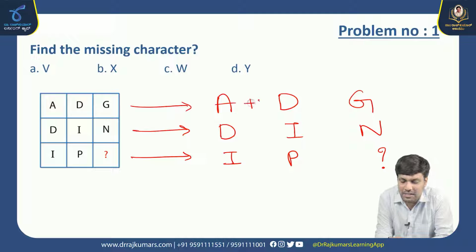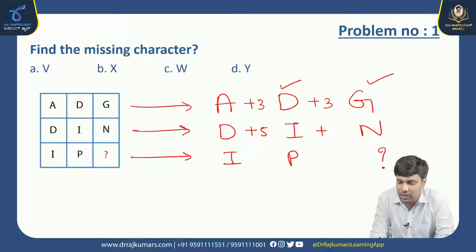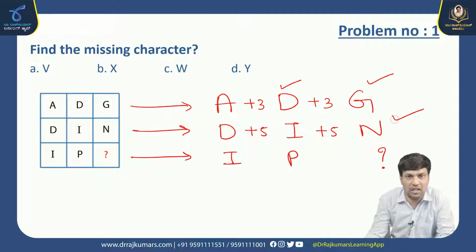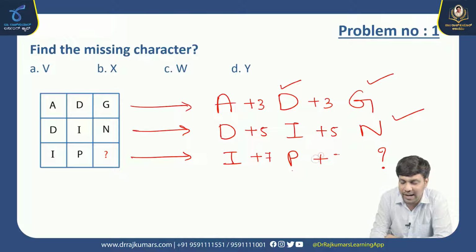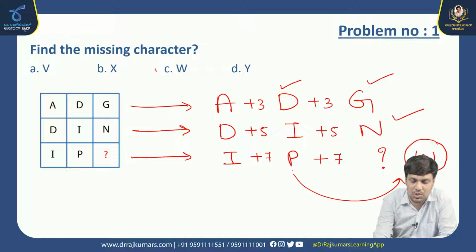Adding plus 3 to the A, we have D. And adding plus 3 to the D, we have letter G. On coming to the second row, we have D and I. The gap between D and I is 5 letters. Adding plus 5 to D, we have I, and adding plus 5 to the I, we have N. In the second row, the sequence performed is plus 5. In the third row, we have I and P, and adding plus 7 to I, we have P. If we continue the same sequence and add plus 7 to P, we have the letter W. So, the right option for this question is option C, W.